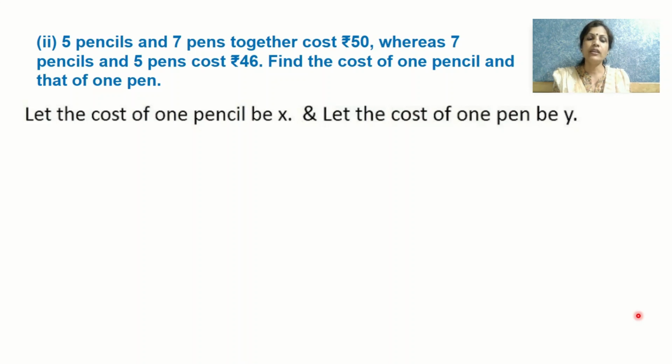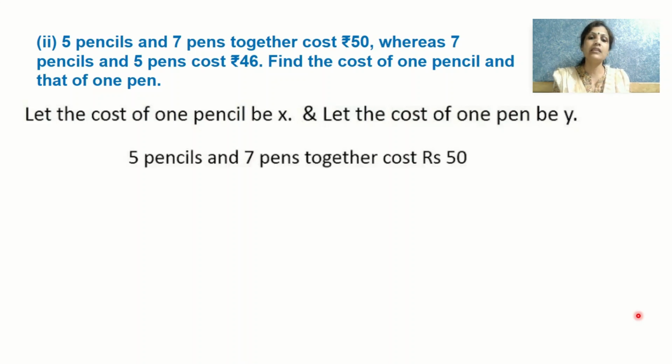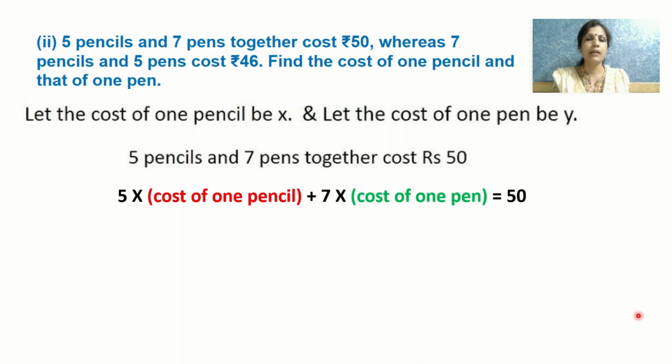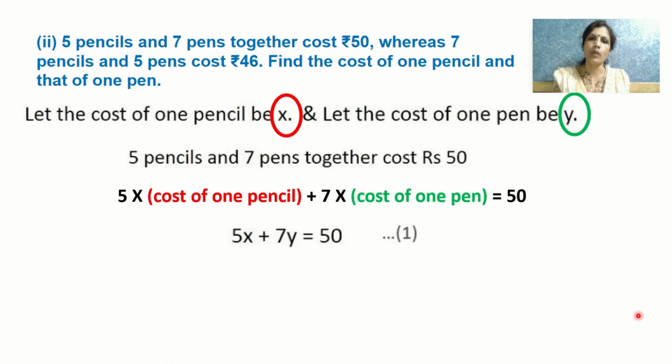Alright, now according to the condition, we have 5 pencils and 7 pens and the cost is 50. So we'll write it like this: 5 into cost of 1 pencil plus 7 into cost of 1 pen is equal to 50. But cost of pencil we have taken as x and cost of 1 pen we have taken as y. So our equation will be 5x plus 7y is equal to 50. We'll consider this as equation 1.